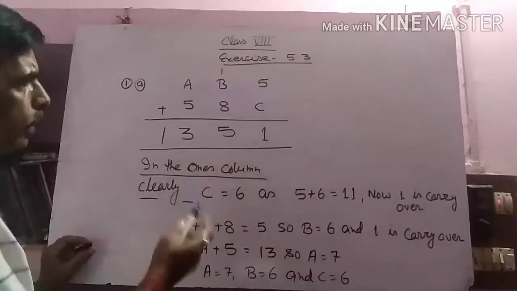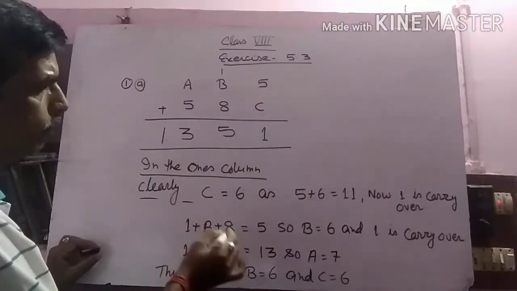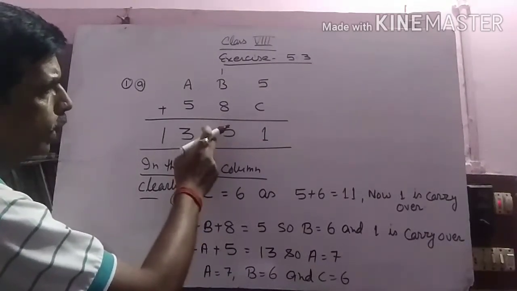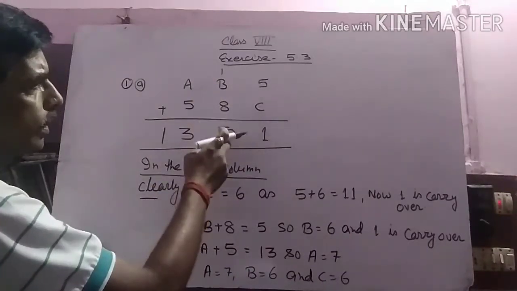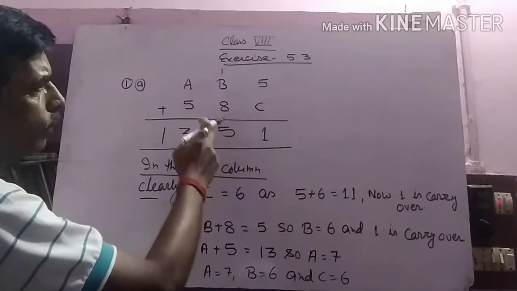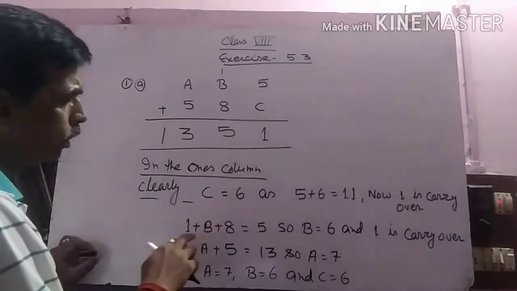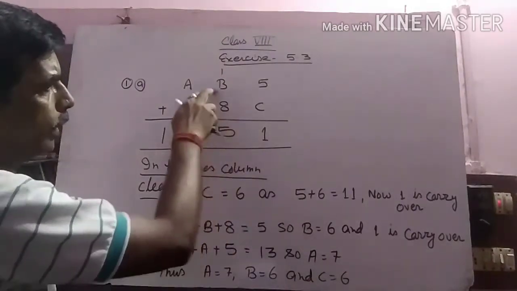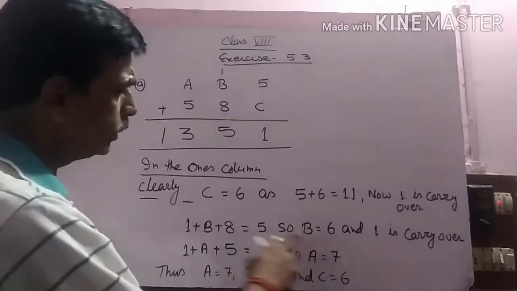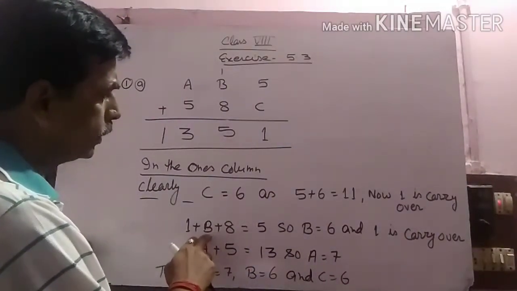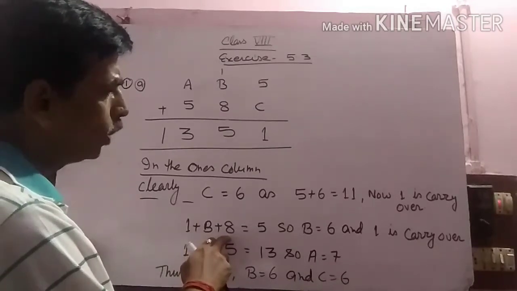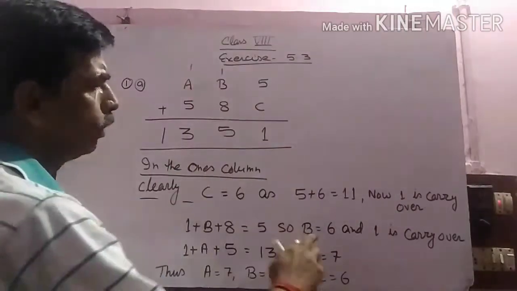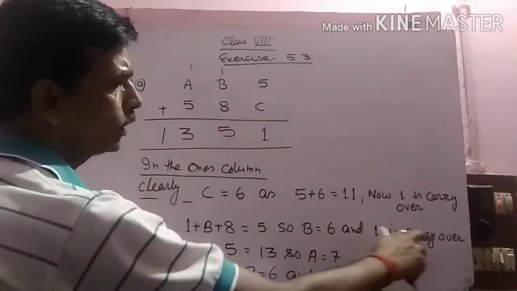In the next column, what do we get? 1 plus b plus 8 is equal to 5. It means it is 15. That's why 1 is carried, because 8 is greater than 5, so obviously this number will be 15. So b is 6, as 1 plus 6 is equal to 7, plus 8 is equal to 15. That's why 5 is here and 1 is carried forward. So b is equal to 6 and 1 is carried over.